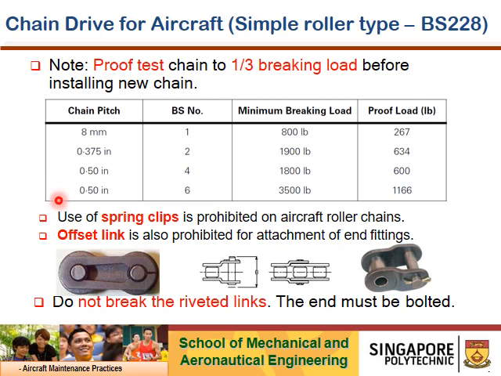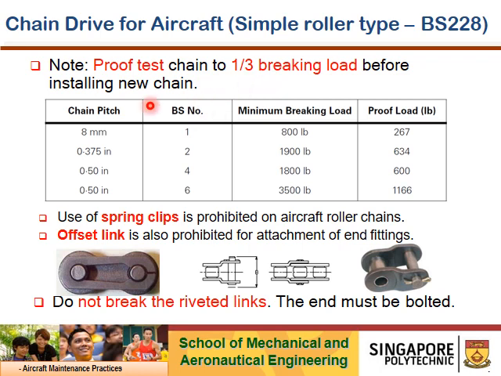Chain drive for aircraft, simple roller type BS228. Whenever a chain is fabricated, a proof test is required, and one third of the breaking load will be applied onto the new chain before you can install it. This proof test will be done by the manufacturer. The end users like us, in maintenance, repair, overhaul, need to demand through the part number. When the chain comes, we just unpack it and install it according to what the aircraft maintenance manual instructs us to do.